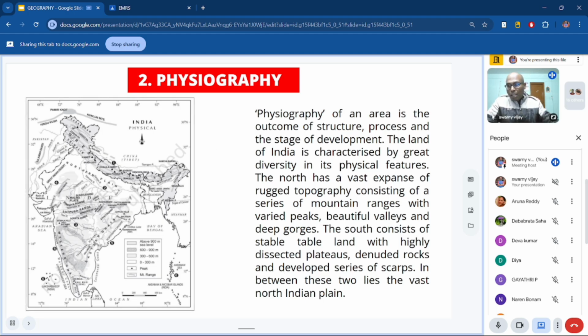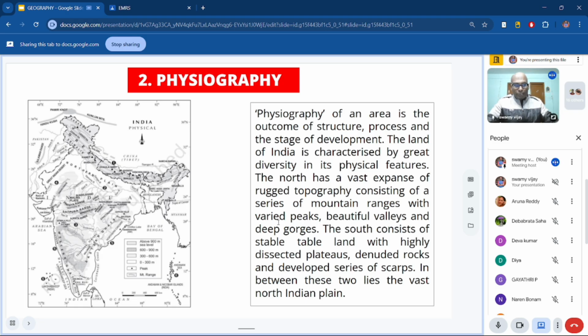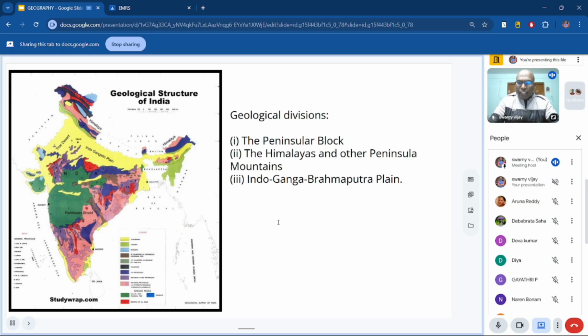If you see the map, this is the rugged part of India towards the northern part, and towards the southern part is the plateau, the Deccan Plateau. It is a well developed land towards the southern part of India. Then geographical division. India is divided into 3 geographical divisions. Write down the information: the Peninsular Block, the Himalayas and other peninsular mountains, and the Indo-Ganga-Brahmaputra plain.